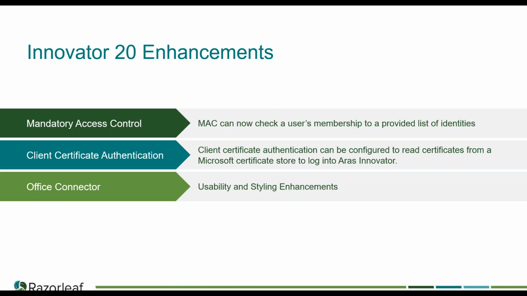So in this case, not as heavy on the application upgrades, but some other things that are ease of use, a little more access control things within Innovator. So the first thing is the mandatory access control identity. This identity can check users' memberships to any provided list of identities. So I could highlight a user, for example, and see which identities they're exactly assigned to, allowing us to verify their permissions a little more effectively.